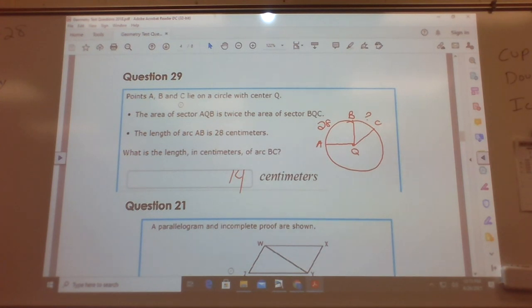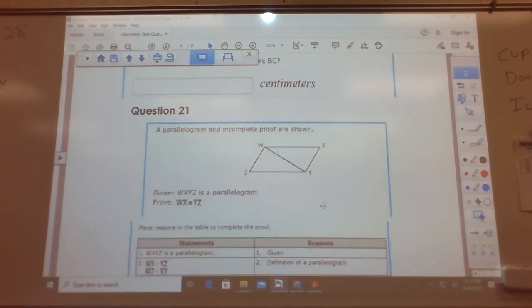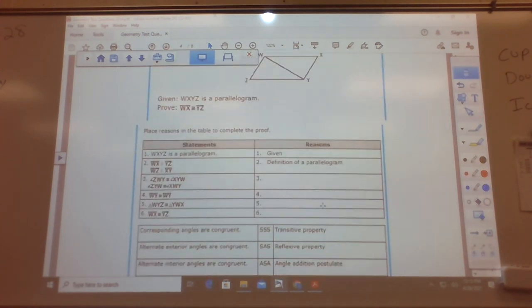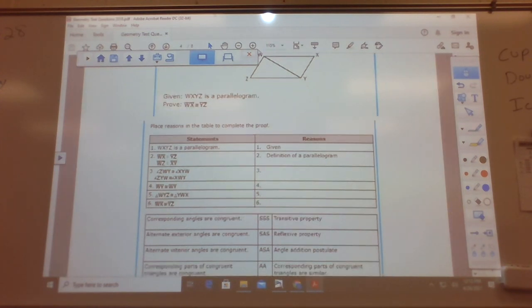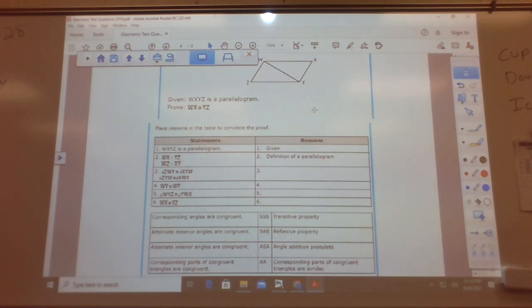Question there. Another proof. Yeah, still not quite small enough. That'll work.